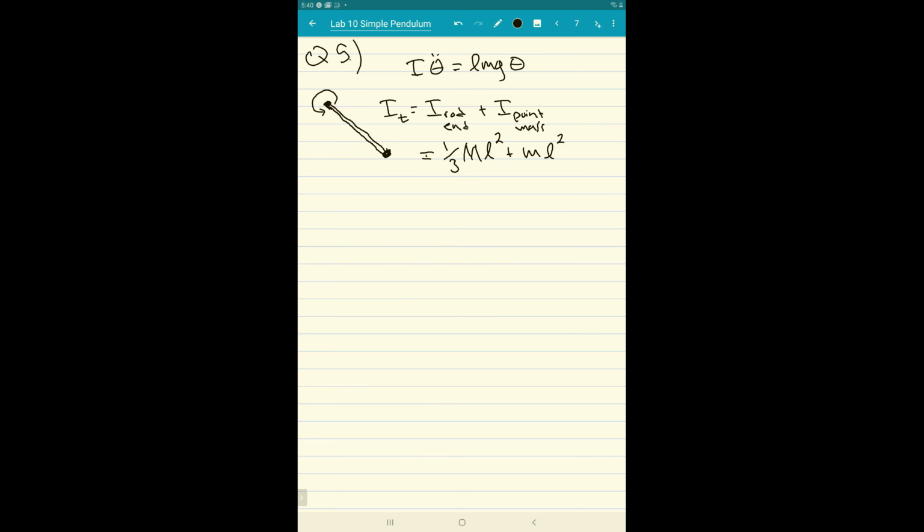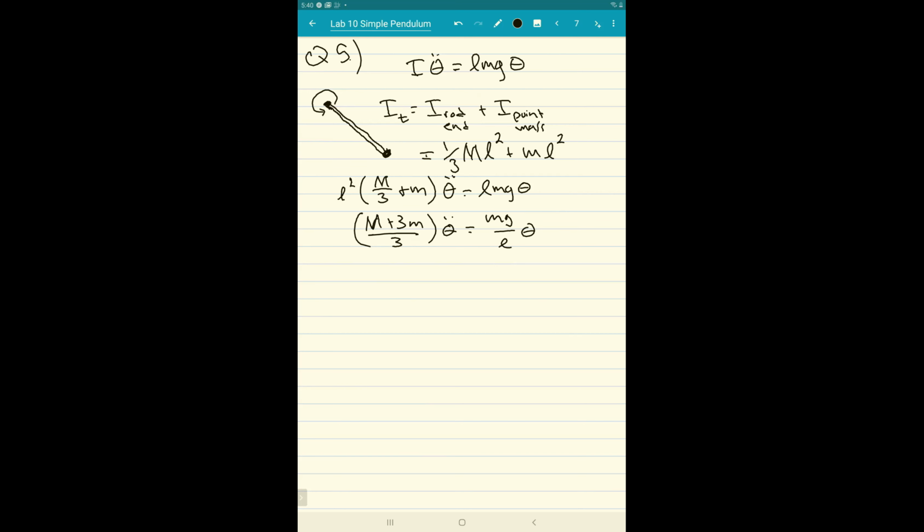Now I have to plug that into our expression. You can see that I can pull out the L squared, so it becomes L squared times (big M over 3 plus little m) times theta double dot is equal to L m g theta. I can divide over the L squared, and then do a common denominator, so I'd get (big M plus 3 little m) over 3 on this side with my theta double dot, and m g over L times theta on the other.